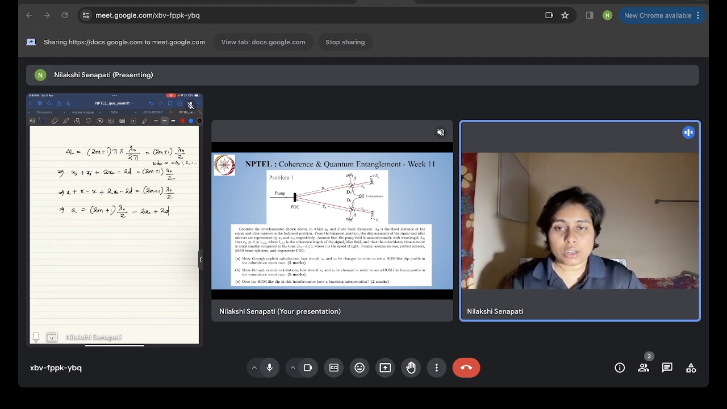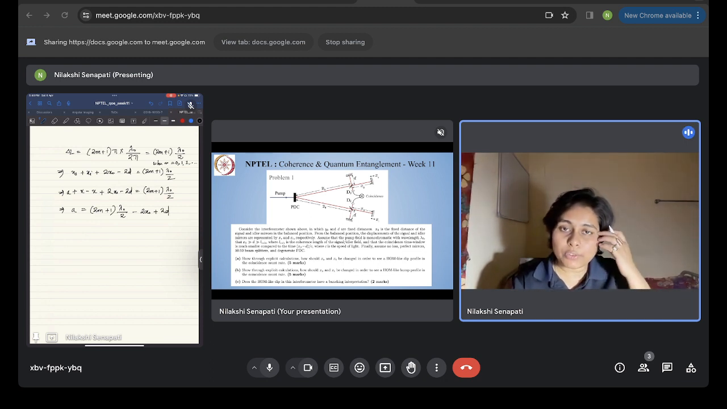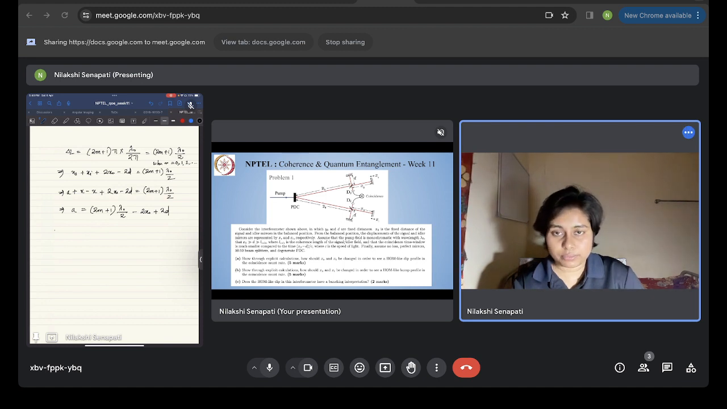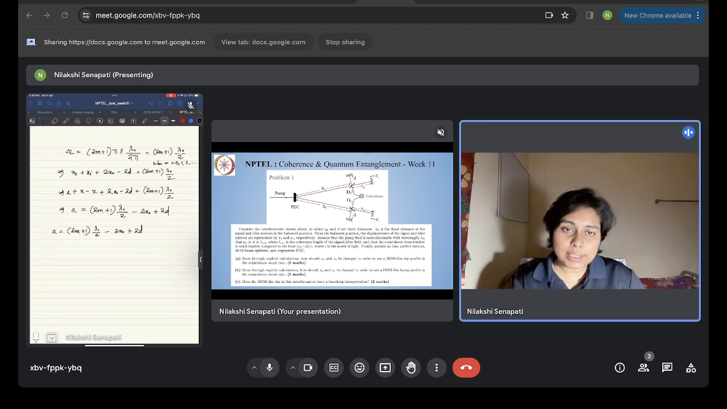So in order to observe a Hong-Ou-Mandel dip profile, the signal mirror should first be displaced from the balanced position by an amount a, and then both the signal and idler mirrors should be displaced in opposite direction by equal amount x.